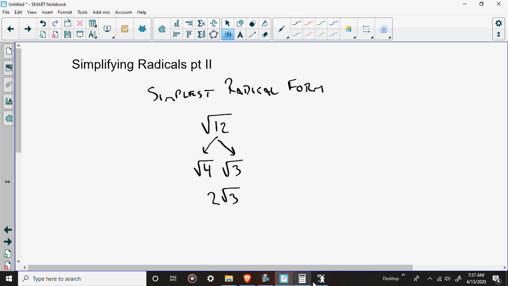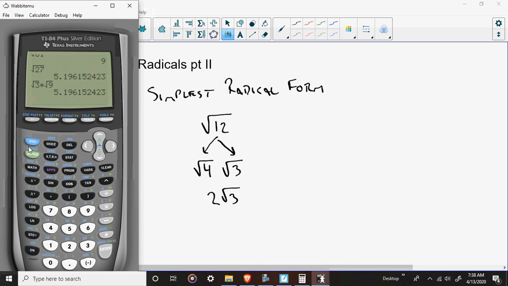And again, if you want to check it, you go to your calculator, you put in radical 12, and you're going to find out it's whatever nasty number it is. And the second time, you can say 2 radical 3 and make sure you get out that same nasty number, okay?